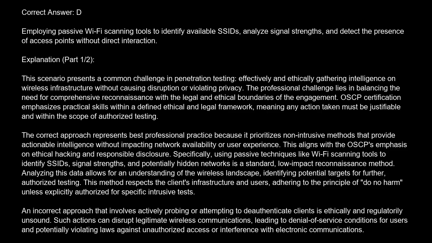without causing disruption or violating privacy. The professional challenge lies in balancing the need for comprehensive reconnaissance with the legal and ethical boundaries of the engagement. OSCP certification emphasizes practical skills within a defined ethical and legal framework, meaning any action taken must be justifiable and within the scope of authorized testing.